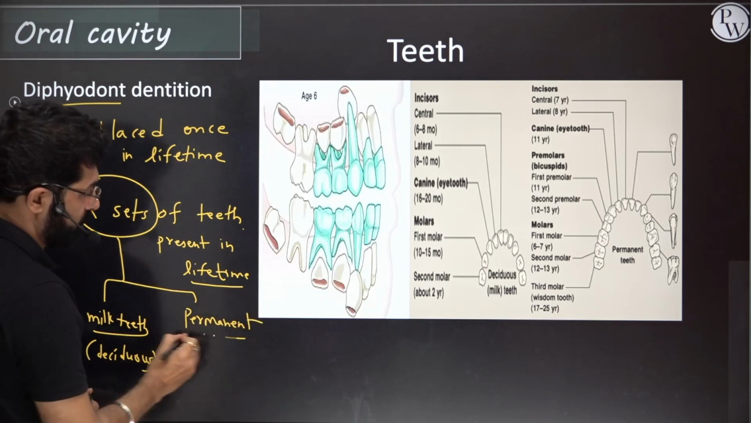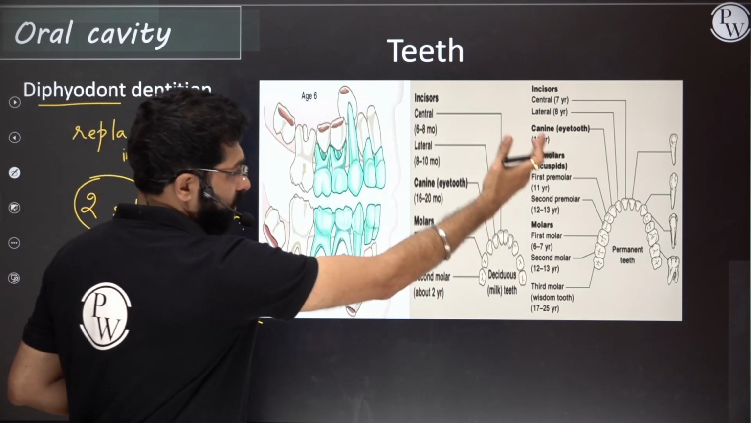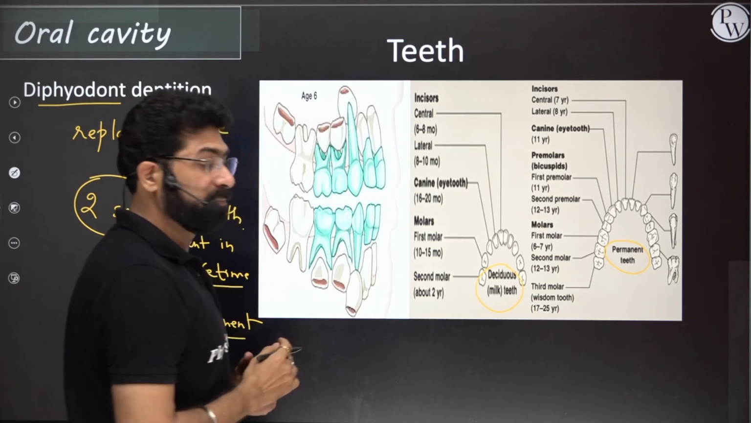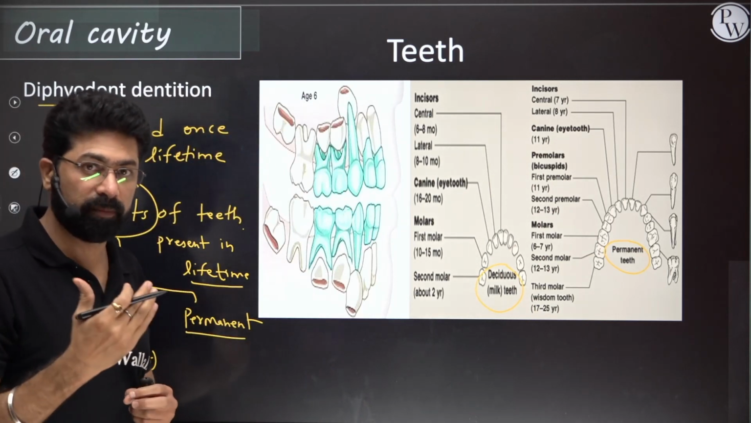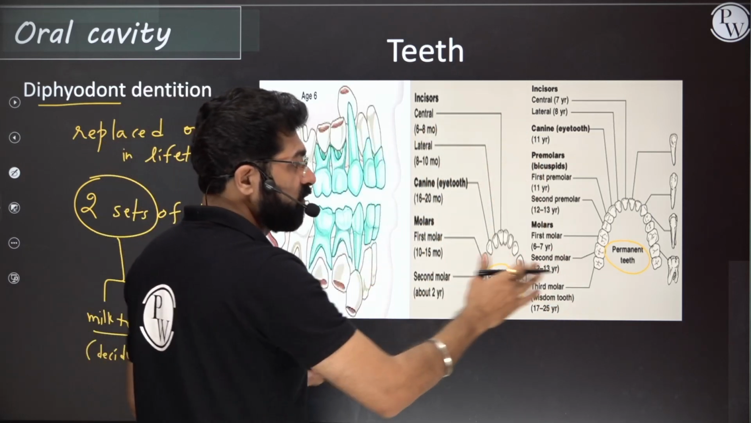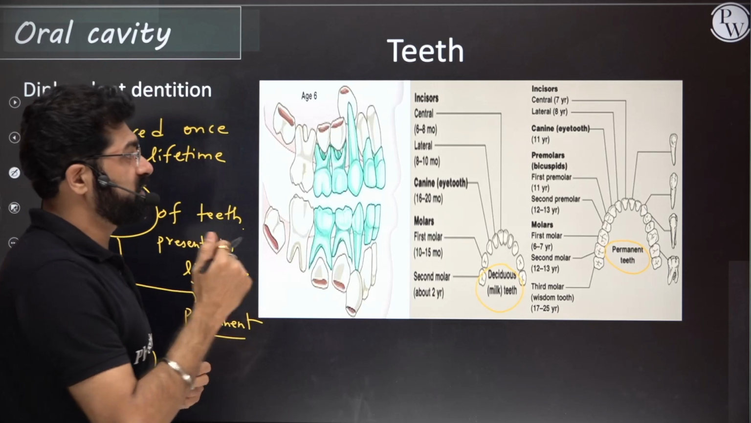Let's see how. You can see here the set of permanent teeth, and here is the deciduous or the milk teeth. So the deciduous or milk teeth are going to be replaced, but the permanent set of teeth will remain there for the lifetime. So let's see how.